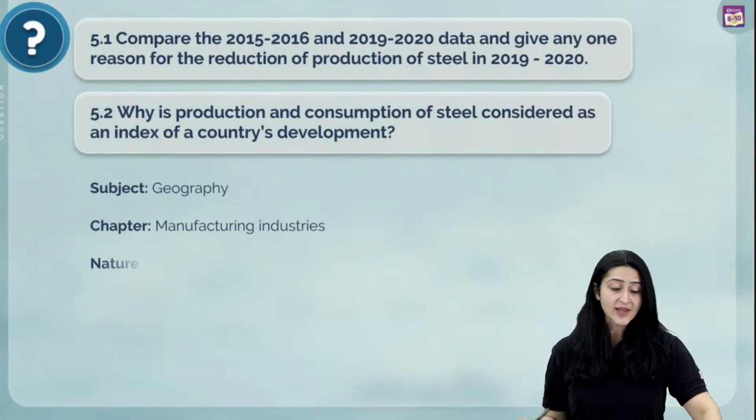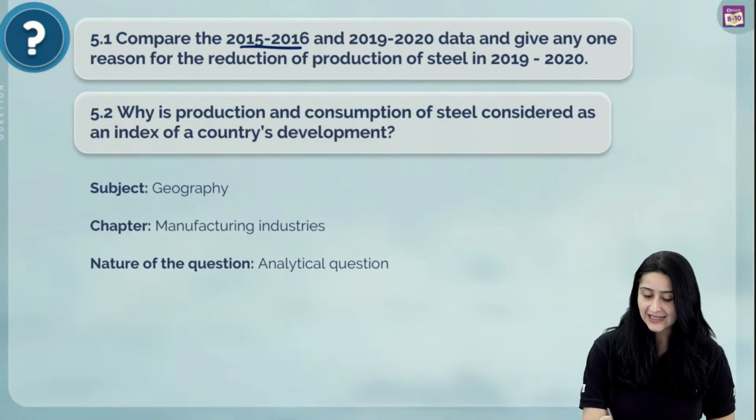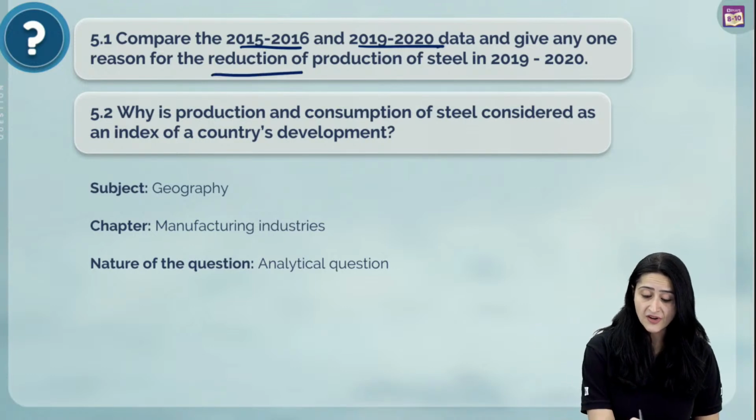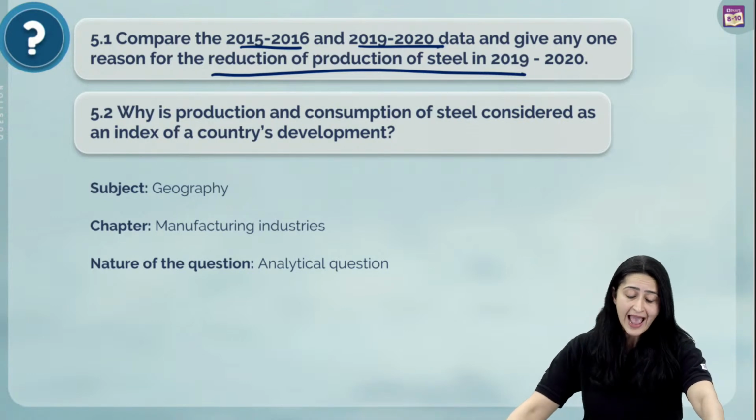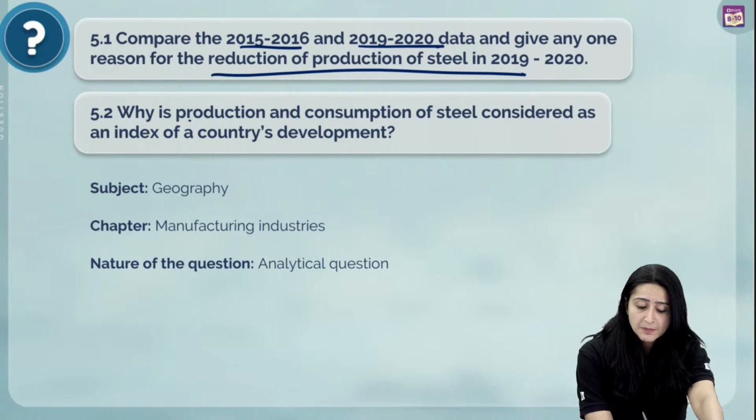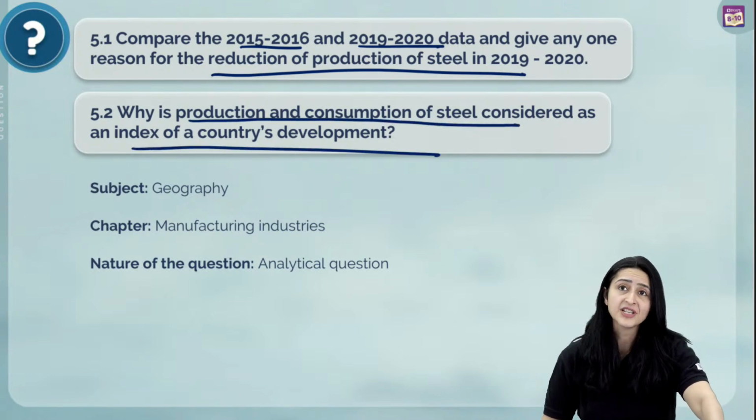Now, what are the questions that have come in terms of this? The first question is 5.1, which says, compare the 2015-16 and 2019-20 data and give any one reason for the reduction of production of steel in 2019-2020. And the second question based on this is, why is production and consumption of steel considered as an index of a country's development?